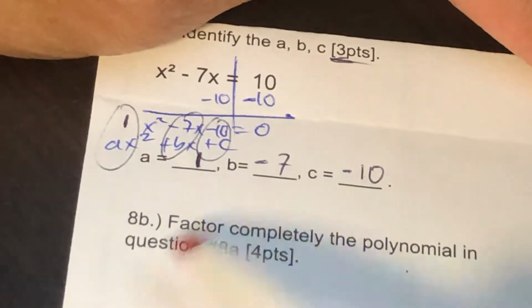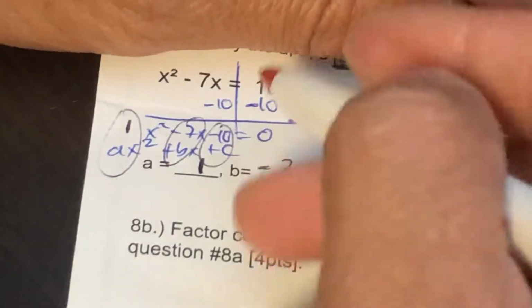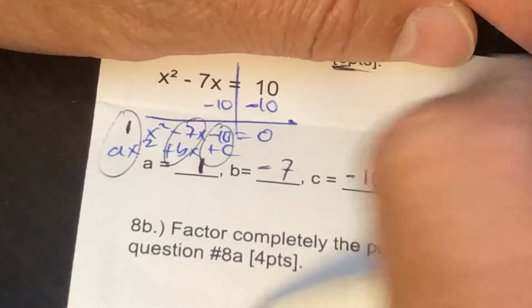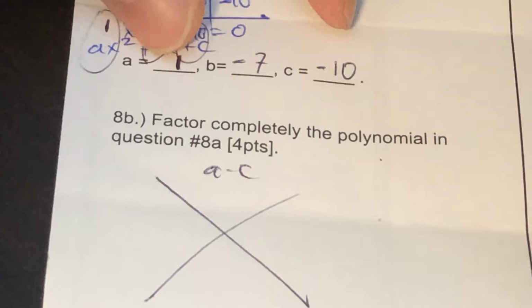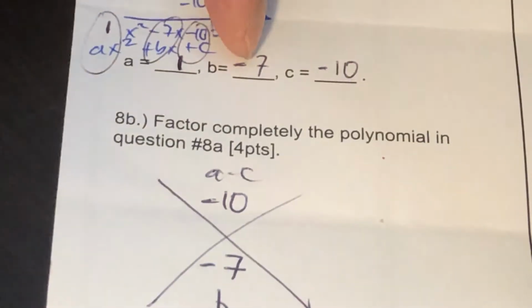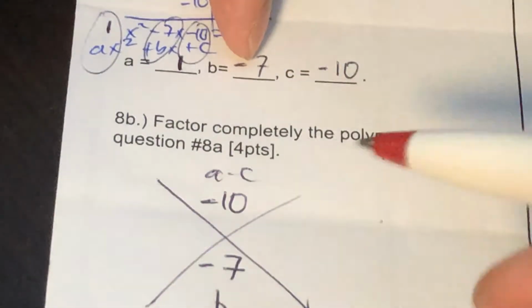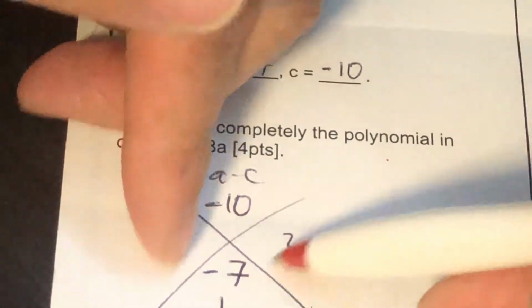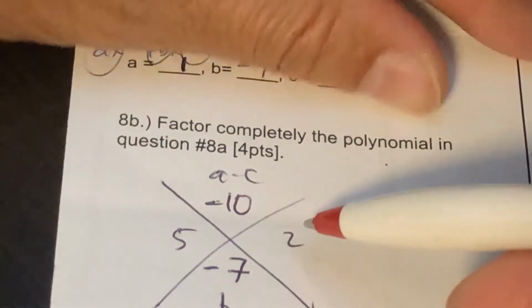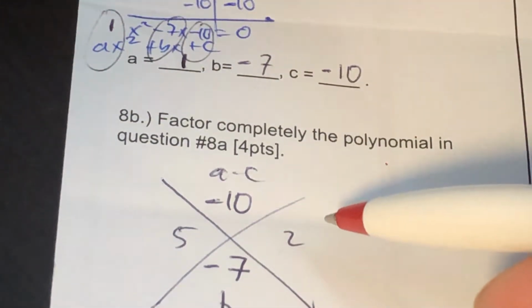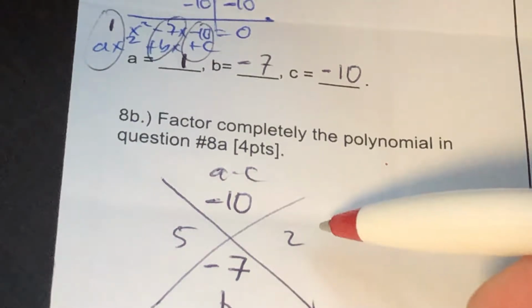Now it says factor completely the polynomial in question 8a. So let's go ahead and factor this. Well, we already have some head start here. A times C here is 1 times -10, which is -10. Use that calculator, no shame. B value is -7. Two numbers that multiply to be 10. If you need to list out all the numbers, you can. Super helpful. So I know it's going to be 5 and 2. They need to multiply to be negative, but add to be a negative. So let's double check. 5 and 2.